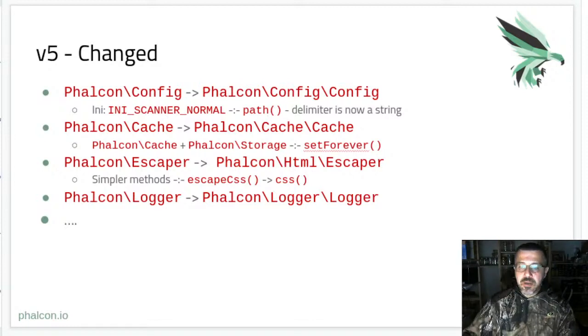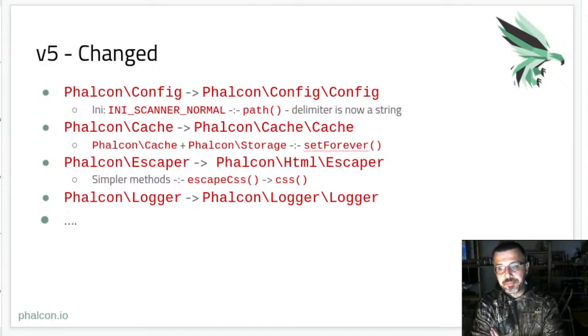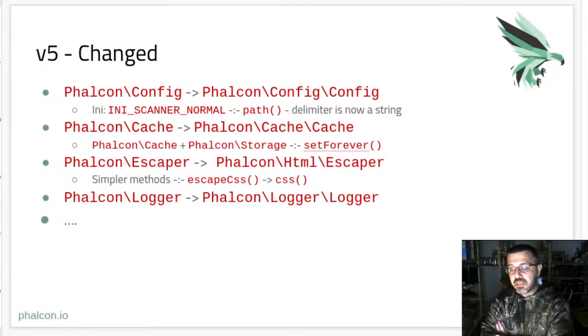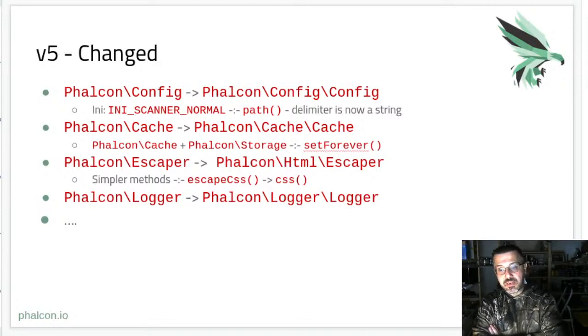Also, for the INI config adapter, the ini-scanner normal, in the path, the delimiter is now a string, not a null. This reduces if statements in the code and makes things a little bit tidier. As I mentioned earlier, the storage and cache now have the set forever, to set a key forever and a value.